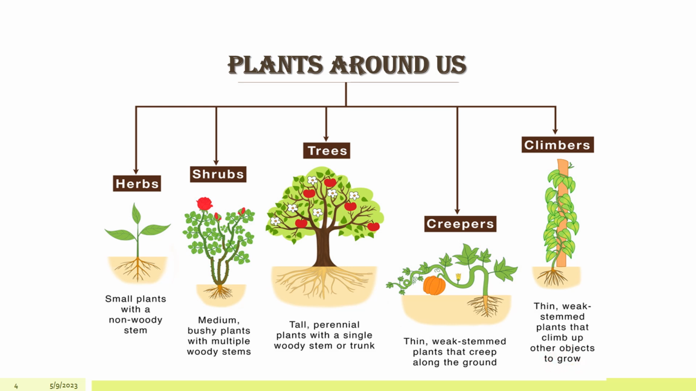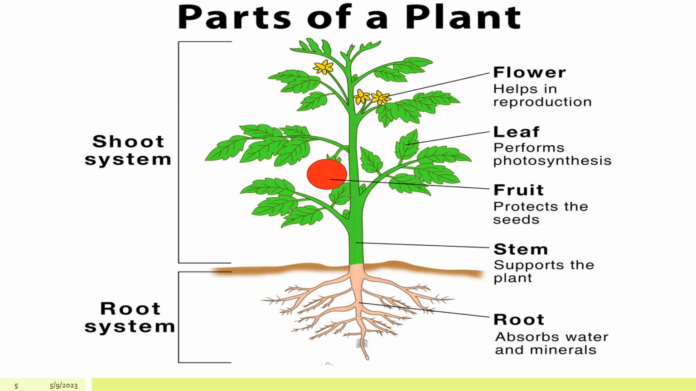Okay, so that was all about the different types of plants around us. I hope you have got to know about it. Now the next topic is very important. Parts of a plant. एक प्लांट के क्या क्या पार्ट्स होते हैं और उनके क्या फंक्शंस होते हैं. I have taken a wonderful picture, a diagram for you, where you can see all the parts clearly and their names and functions are also mentioned over here.